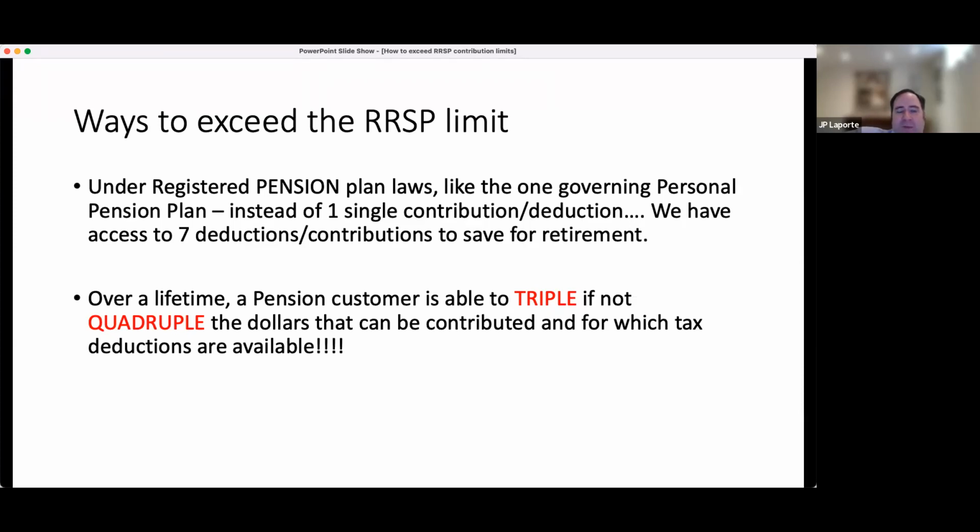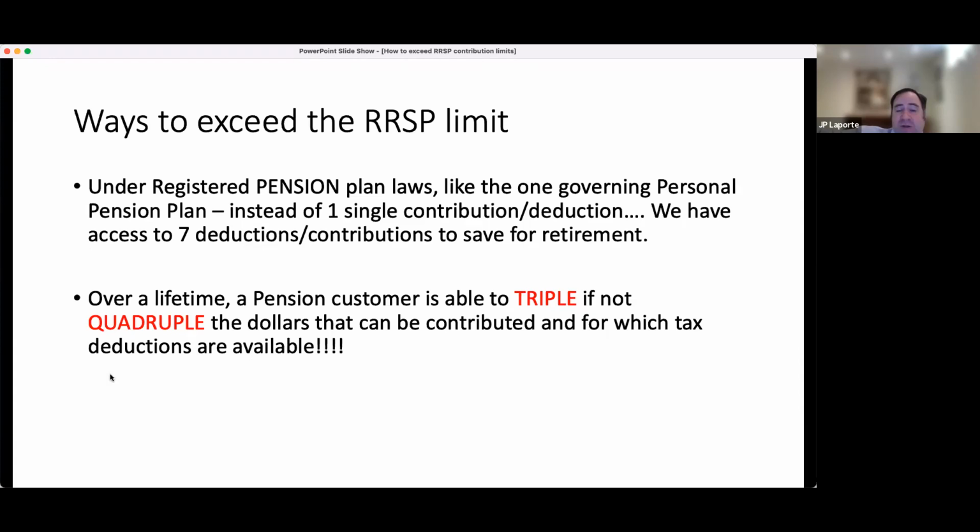So over a lifetime, what happens is that the pension customer is able to triple, sometimes quadruple, the number of dollars that can be contributed and written off. So you end up with significantly more capital to enjoy in retirement than had you just stuck to the RRSP like 98% of Canadians. Now, a lot of people say this is unfair, it's too good to be true. You know, how come I've never heard of this? And I know it's frustrating. I know a lot of people are upset that no one's bothered to tell them that pension plans exist and that they can be used.